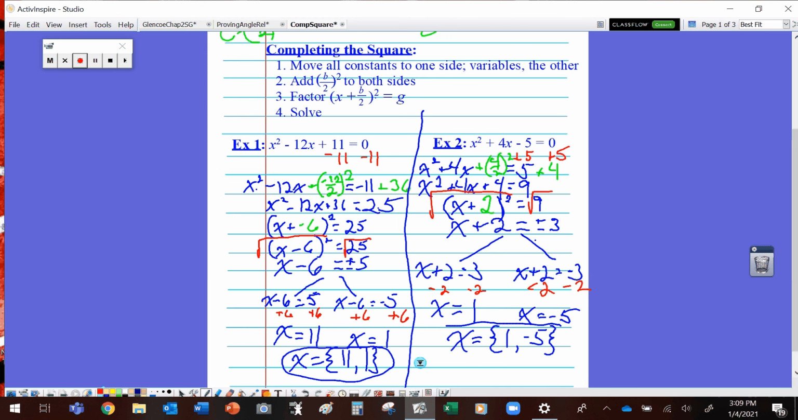Okay, and here we go. All right, so move all the constants to one side, variables on the other, add b over 2 squared to both sides. Then we factor x plus b over 2, the quantity squared, equals whatever we had on the right side. And then we solve it. Just remember that when we solve, we have to remember the plus or minus when we take that square root. Okay, let's take a look at a couple more examples.